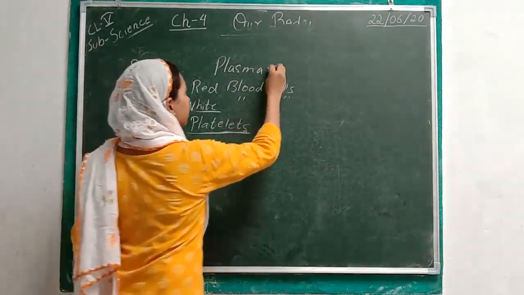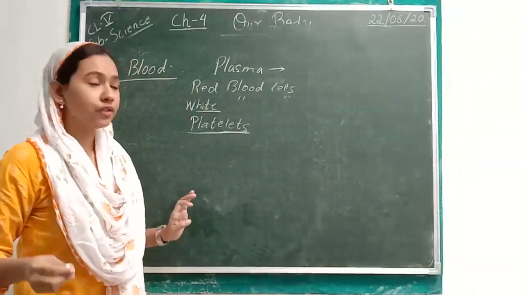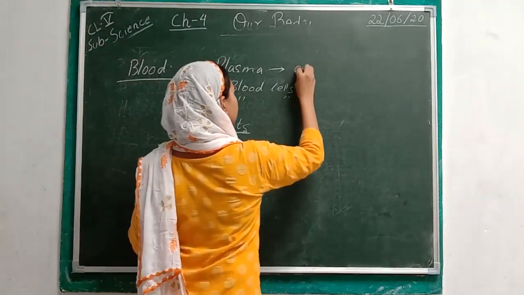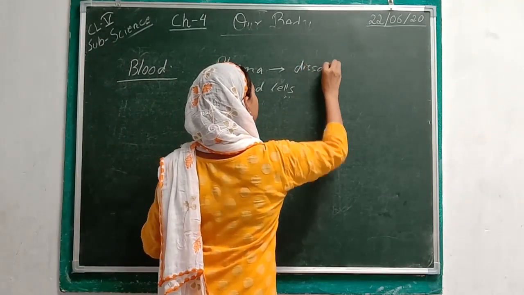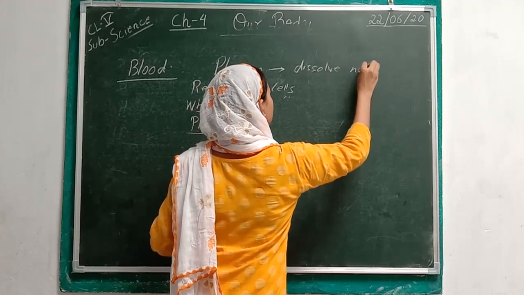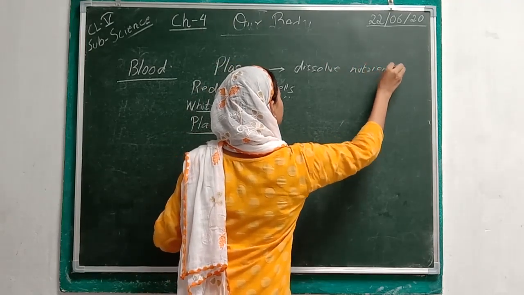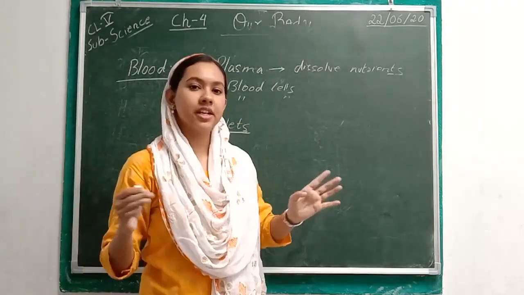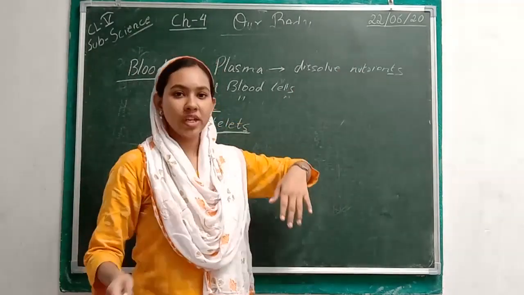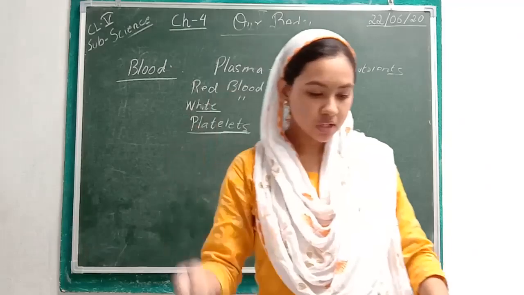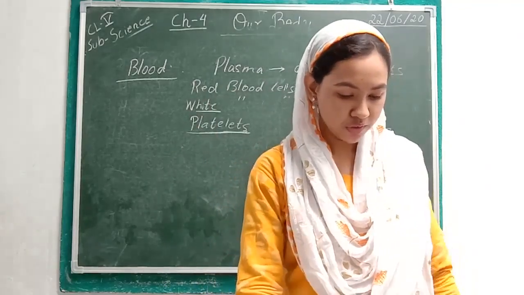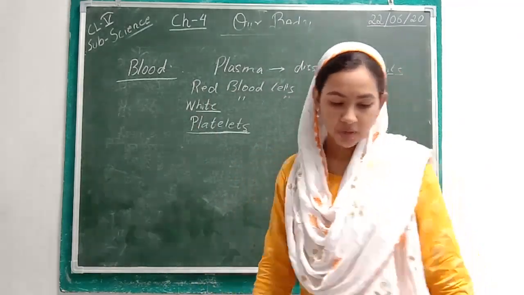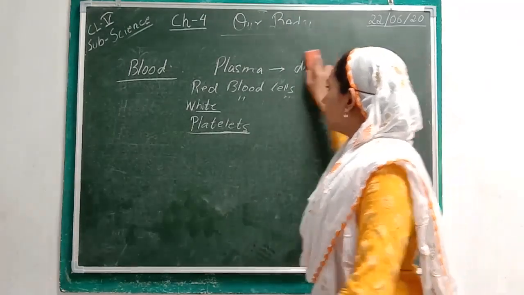And this plasma, which was the liquid part of the blood, what it does is that it dissolves important nutrients in it, okay, and transports them to the entire body. It also carries waste which has to be excreted out of the body or out of the blood, alright? Next we are going to talk about the blood vessels.